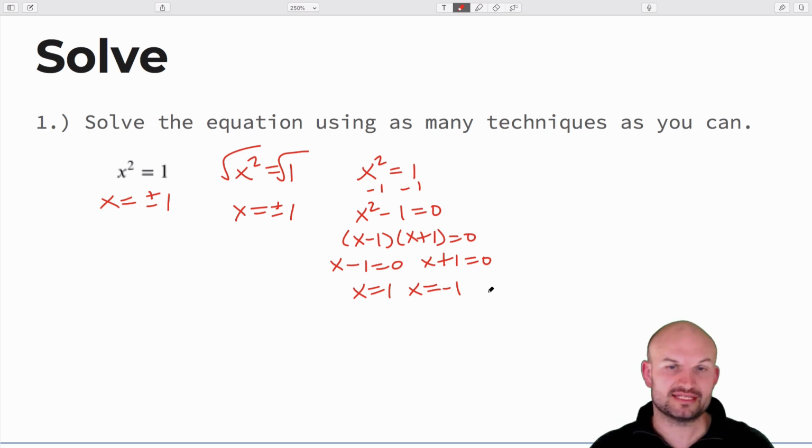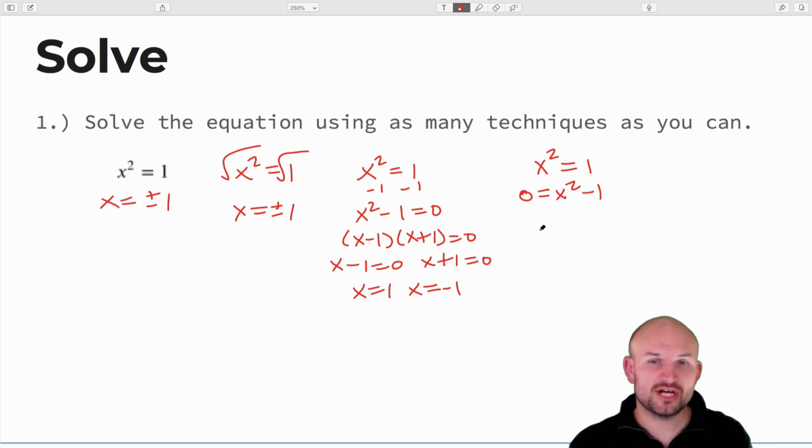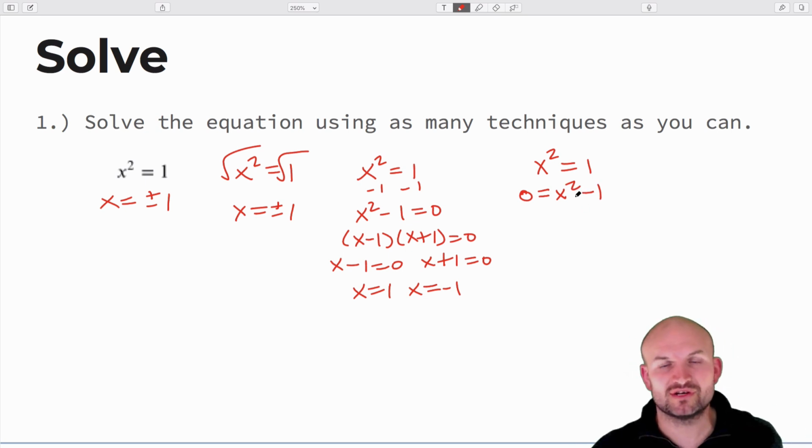Now the next two techniques I'm going to use are graphing. So one thing that we looked at is, if I had the equation x squared is equal to 1 and wanted to solve this by graphing, we're like, what do you mean solve it by graphing? So let's go back to this equation, 0 equals x squared minus 1. If I want to solve this by graphing, basically what I'm asking is, what values of x make this 0?